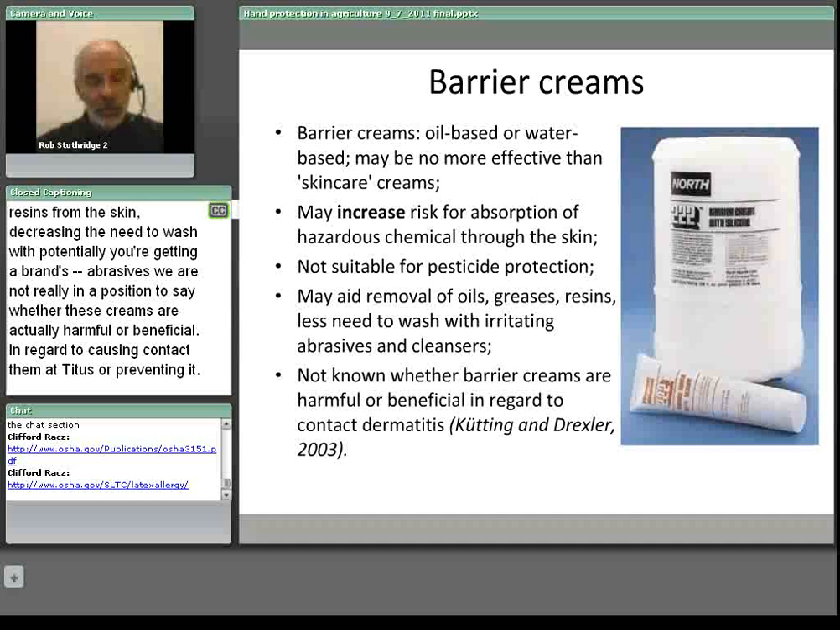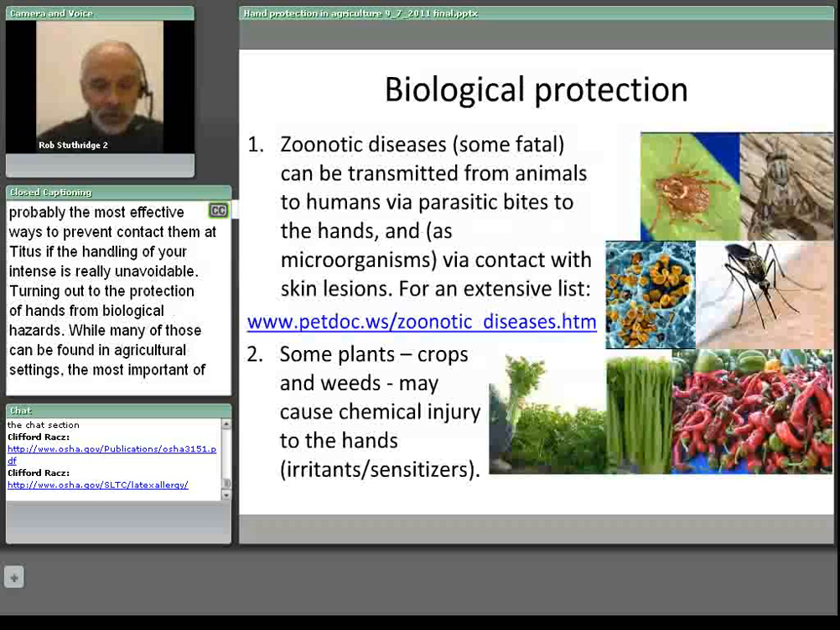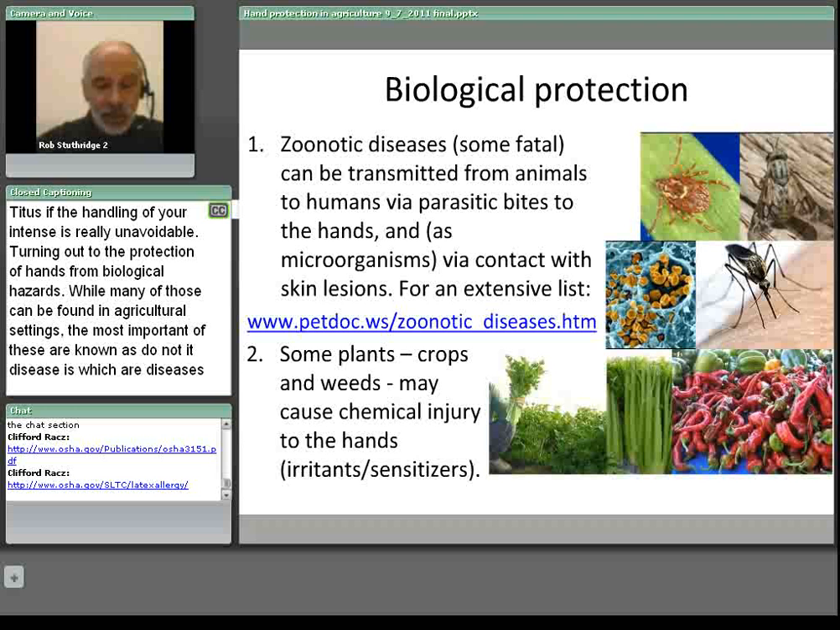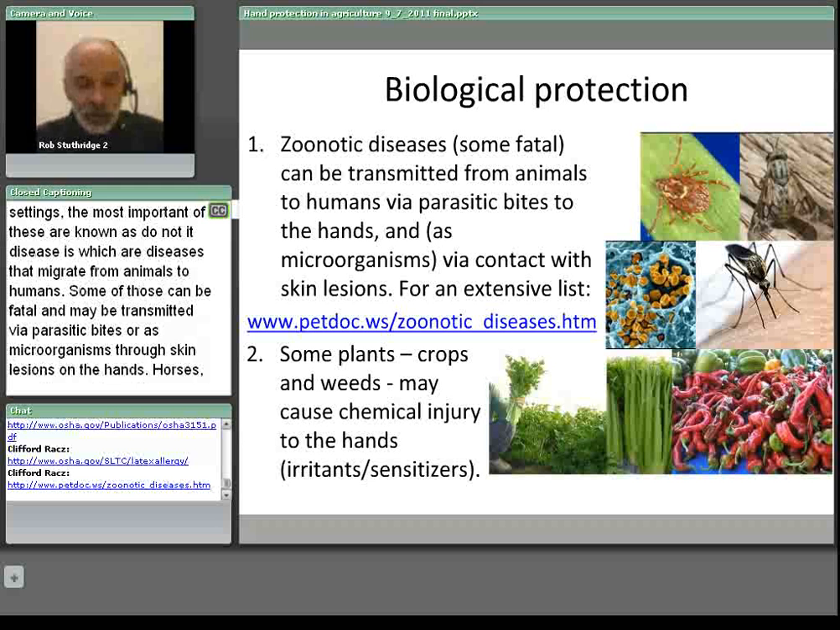Turning now to the protection of the hands from biological hazards, many of those can be found obviously in agricultural settings, and the most important of these are known as zoonotic diseases, which are diseases that migrate from animals to humans. Some of them can be fatal and may be transmitted via parasitic bites or as microorganisms through skin lesions on the hands. Horses, cattle, sheep, poultry, and other animals found in agricultural settings, including some uninvited ones, rodents, bats, reptiles, as well as cats and dogs, they're all potential hosts for zoonotic diseases.